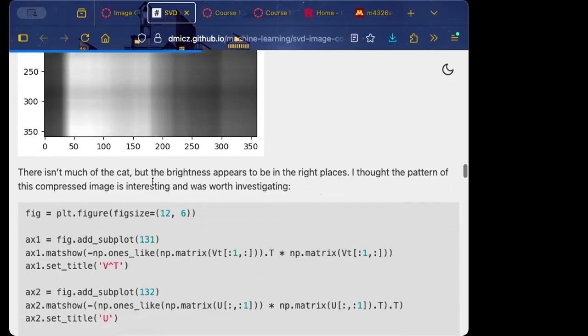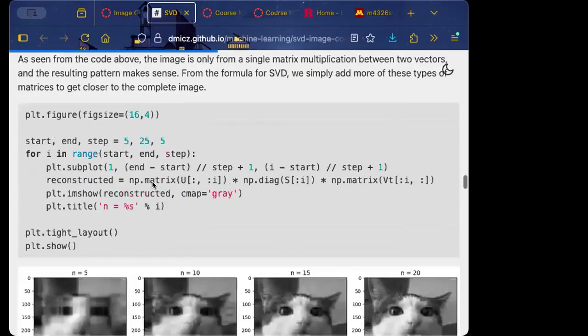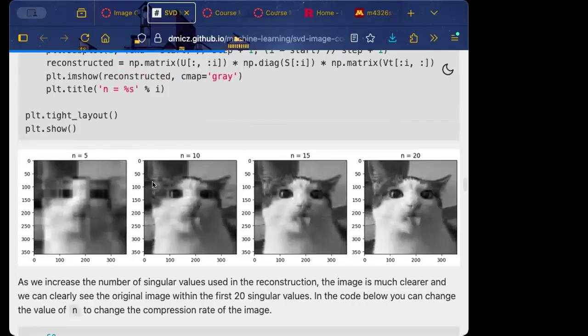Oh, but this is cute. Remember at n equals 1 it was almost a full blur, and now the images show what happens if you keep the 5 largest singular values, the 10 largest, the 15 largest. You see that by n equals 20, and remember this could have gone up to 360, that's already pretty decent. It shows really nicely what the image is.